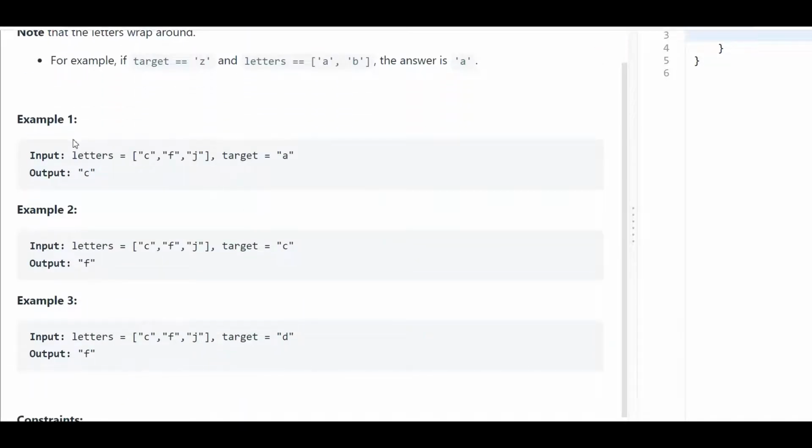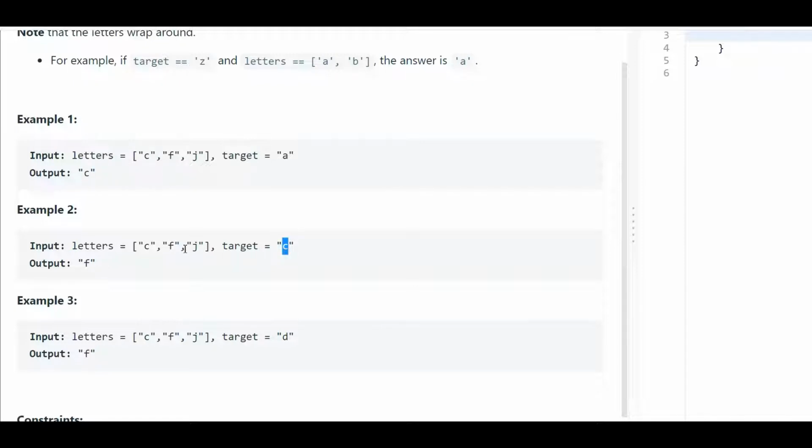So let us see what our examples say. In our example number 1, the letters array holds the characters c, f, and j, and our target is a. If a would be present in our array, it would be something like here. So we have to return the smallest element greater than the target. If a would be here, we have to return c because c is the next element which is greater than target and the smallest element in the array. So the output is c.